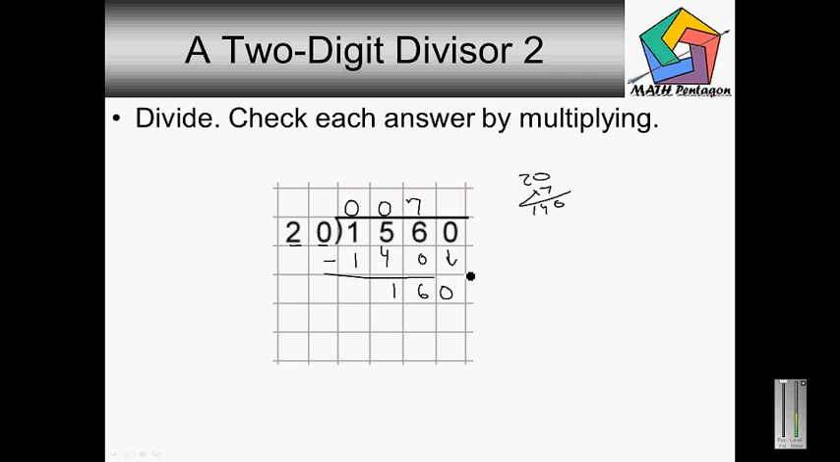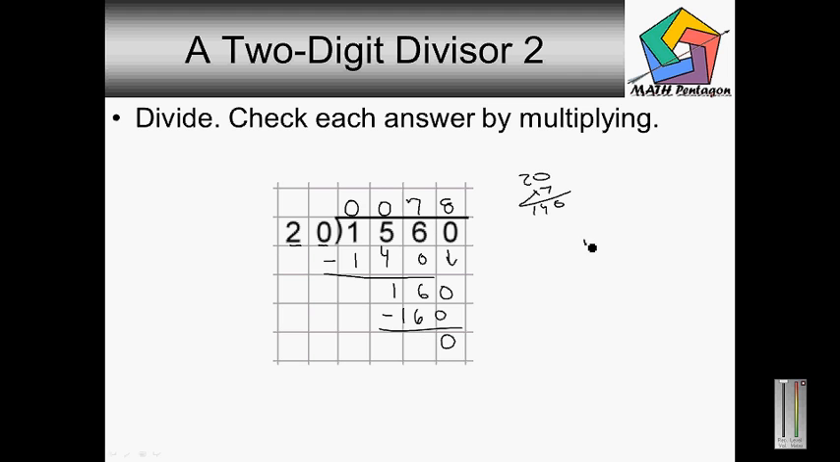20 goes into 160 8 times, so 20 times 8 is 160. So 160 minus 160 is 0. So the answer would be 78.